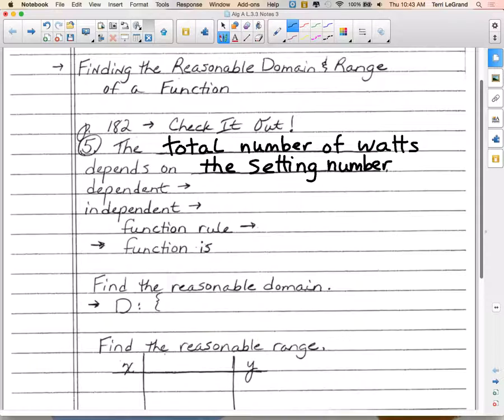So the dependent variable is going to be what? We just wrote it as a sentence right now. We were trying to decide what depends on what. The number of watts. So the total number of watts. And we're going to have to use the word total because there's another thing to do with watts in this problem. So the total number of watts is our dependent variable. What do we call the dependent variable? Y, right? And the independent variable is x. What's that going to be? The independent variable is going to be the setting number, yeah.